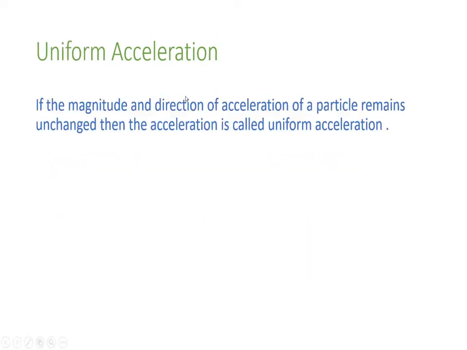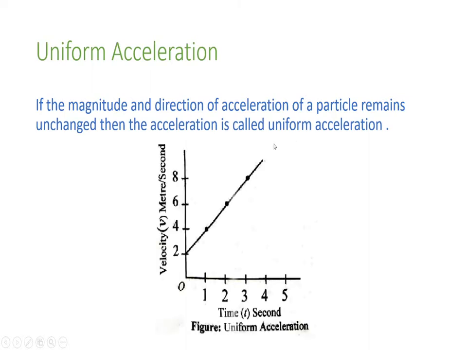Uniform acceleration. If the magnitude and direction of acceleration of a particle remain unchanged, then the acceleration is called uniform acceleration. See the figure: here the velocities of a particle are 2, 4, 6, 8 meter per second at 0, 1, 2, 3 seconds respectively. Here the change of velocity is 2 meter per second. In uniform acceleration, the graph of time versus velocity indicates a straight line.